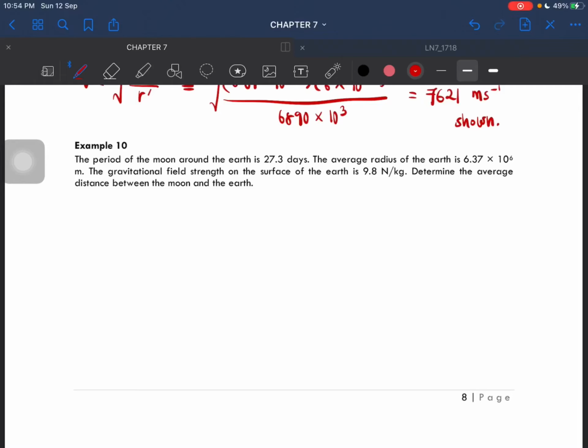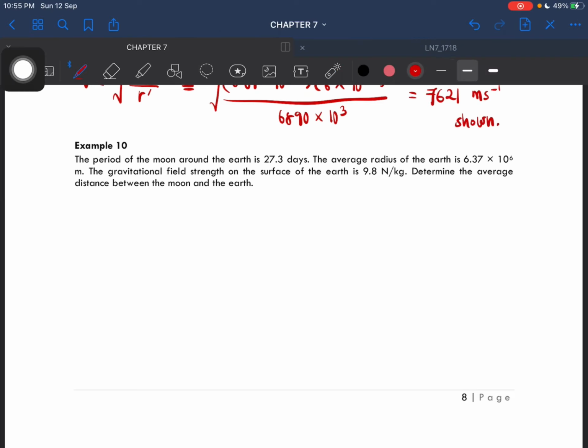Okay, final example for this chapter, which is example number 10. The period of the moon around the earth is 27.3 days. The average radius of the earth is given as 6.37 times 10 to the power of 6 meter. And then the gravitational field strength on the surface of the earth is 9.8 Newton per kilogram. So now we have to determine the average distance between the moon and the earth.